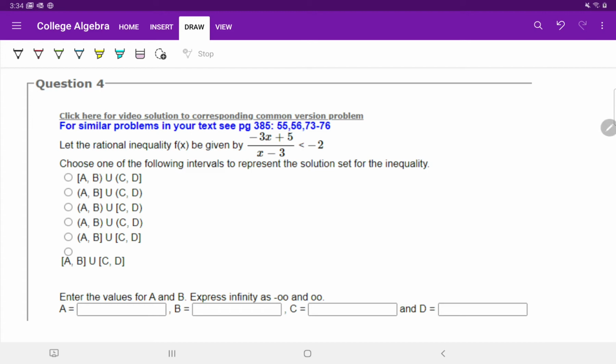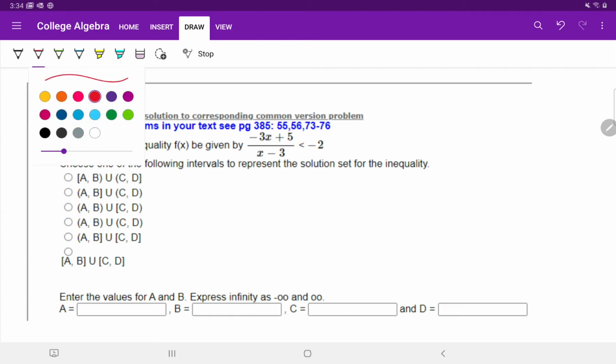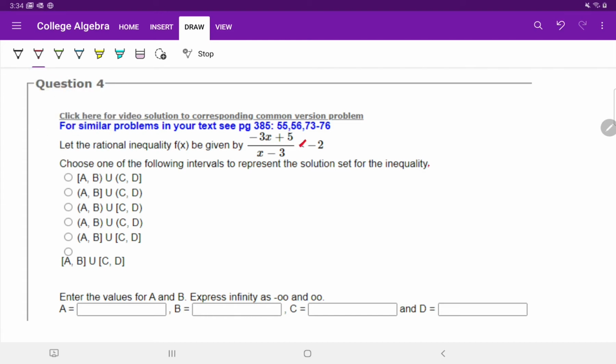So we want to find where our function is less than -2. We have a problem. Everything we've talked about today is how we solve for less than 0 or greater than 0. We have to have 0 on the right-hand side. You have to have 0 here.